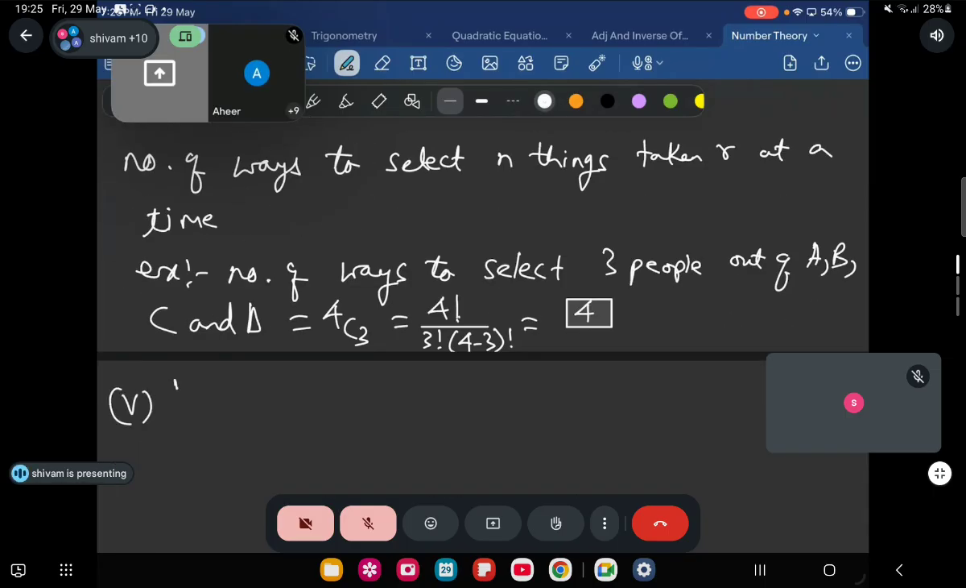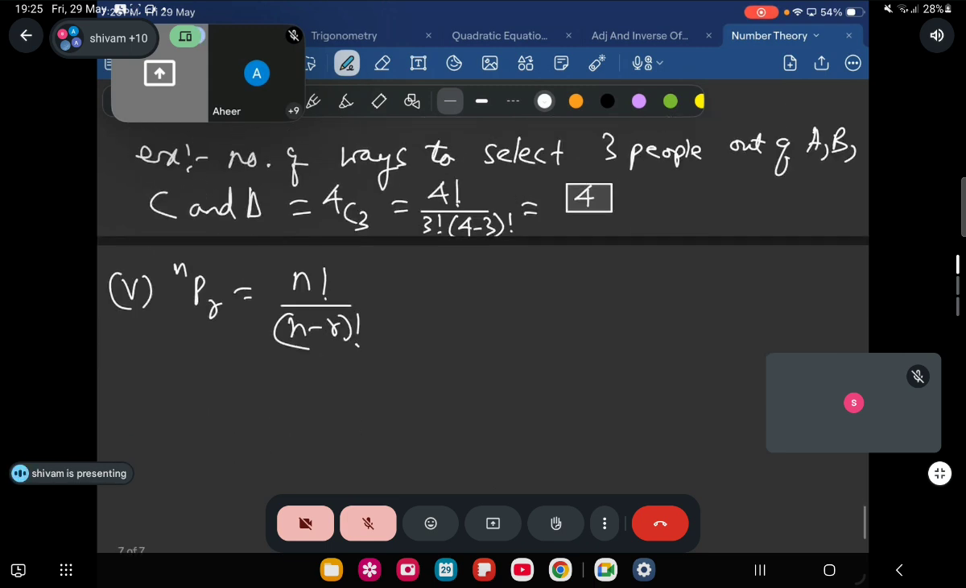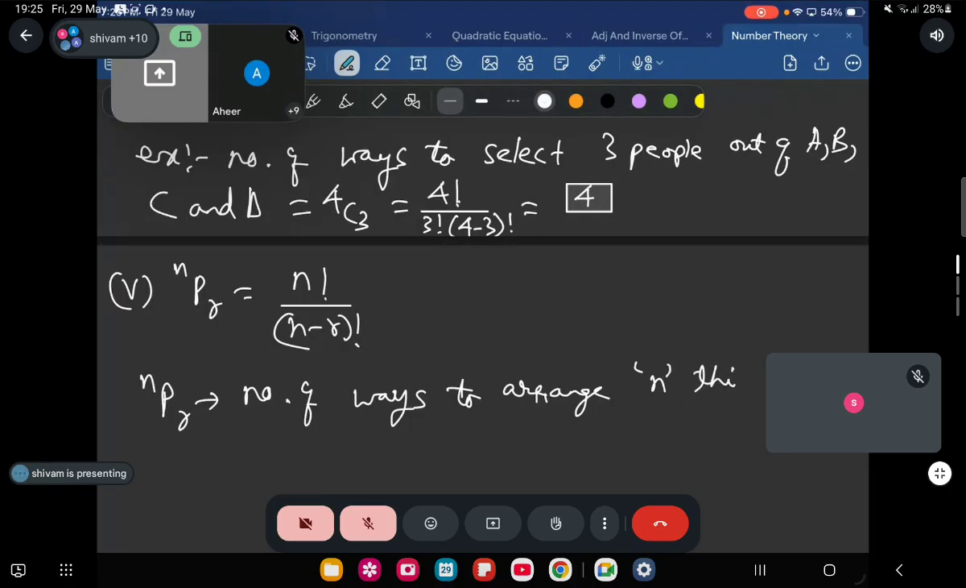Similarly, we have nPr as well. nPr will be equal to n factorial divided by n minus r whole factorial. What is the meaning of nPr? nPr means the number of ways to arrange n things taken r at a time.